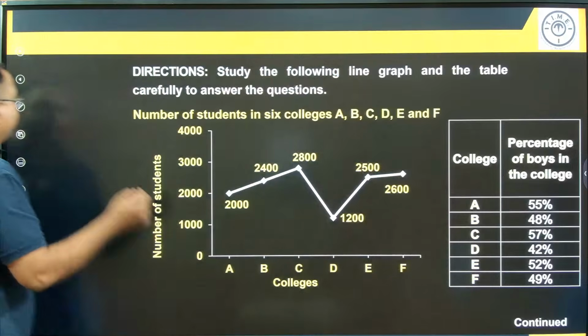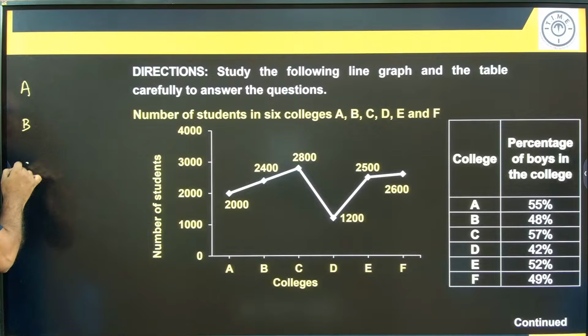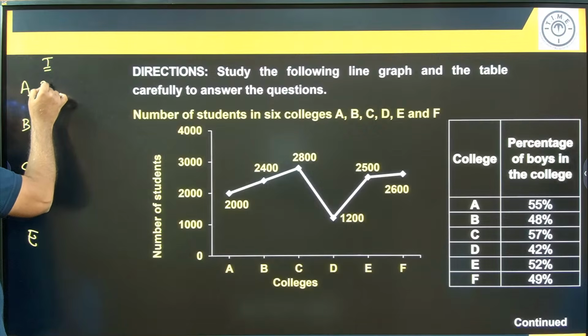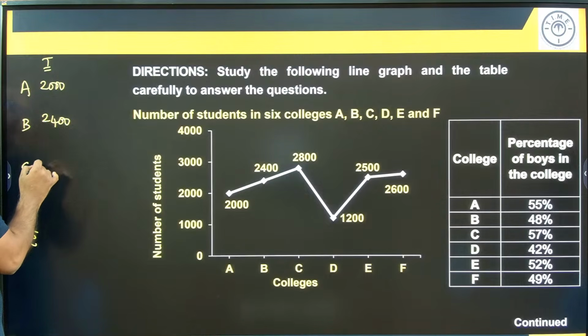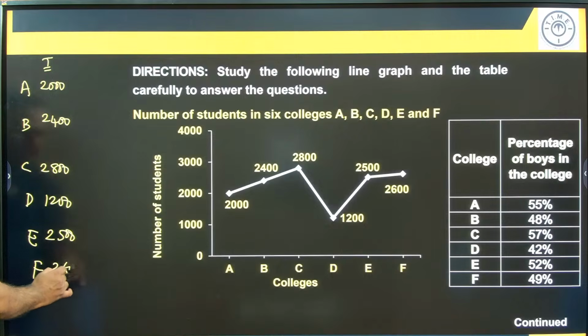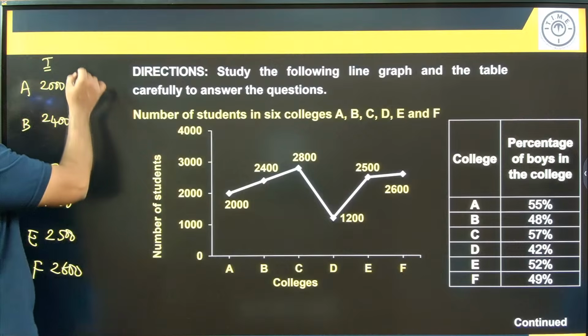Okay. Let me write down. A, B, C, D, E. What is my total? Total 2000 and 2400. Here in C, 2800. D, it is 1200. And E, we have 2500. Okay, we have 6 colleges. F, it is 2600. Correct values? 2000, 2400, 2800, 1200, 2500, 2600. Right. How many are boys?